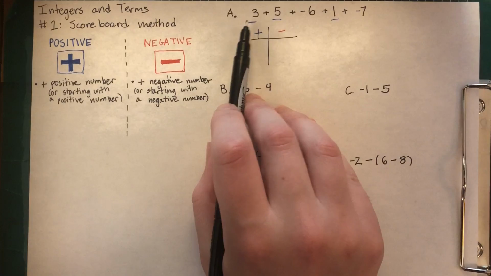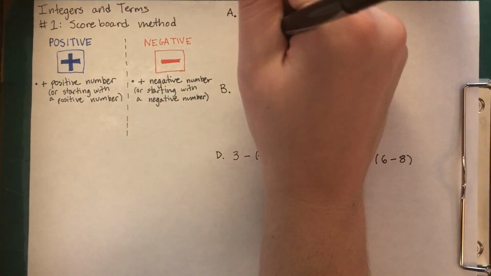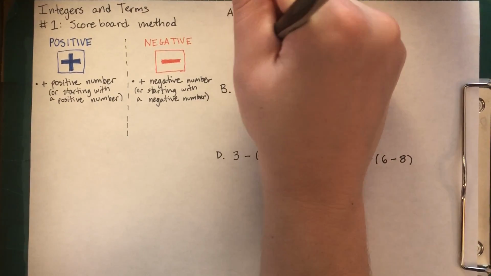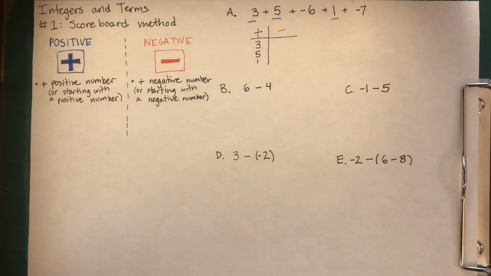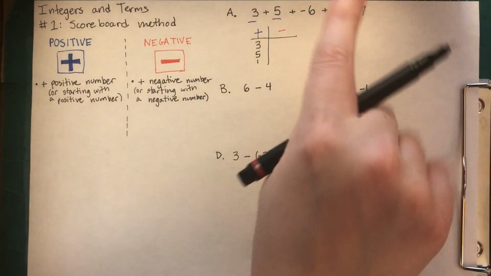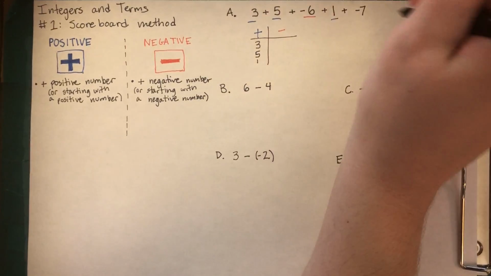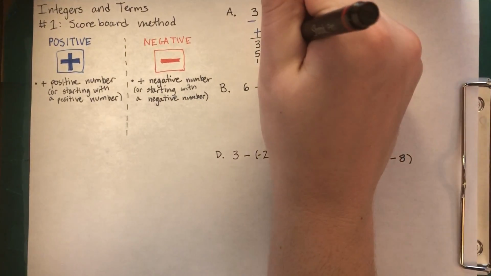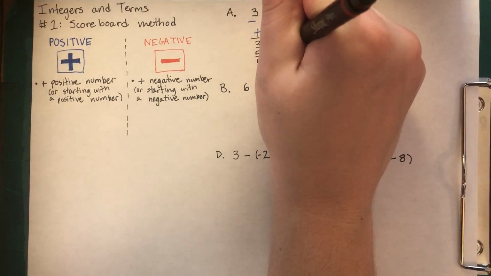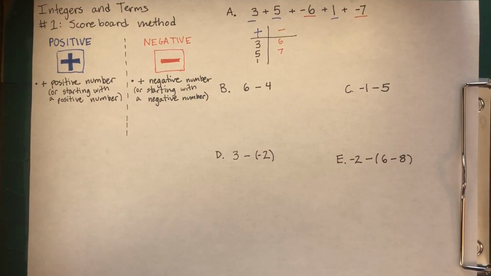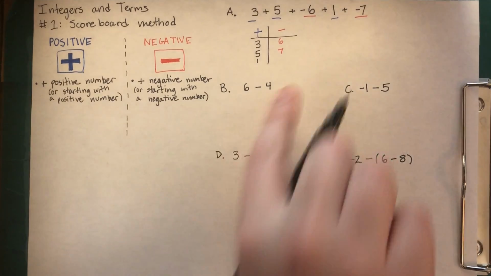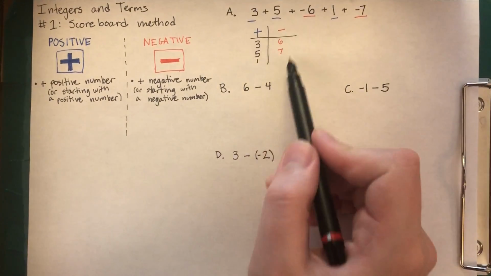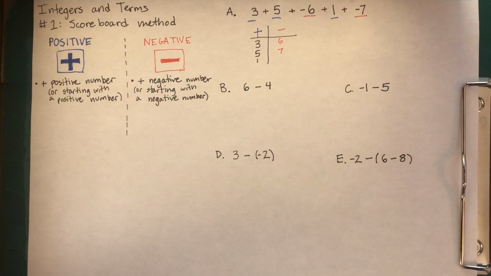So on the positive side, I have 3 and 5 and 1. So I'm just going to write each of these as points for the positive team. And on the negative side, I have -6 and -7. So I'm just going to write 6 and 7 on the negative side here. I could write it with the negative signs, but I already know that they're negative because they're on the negative team's points. So now what I'm going to do is add up the points for each team and decide the winner.